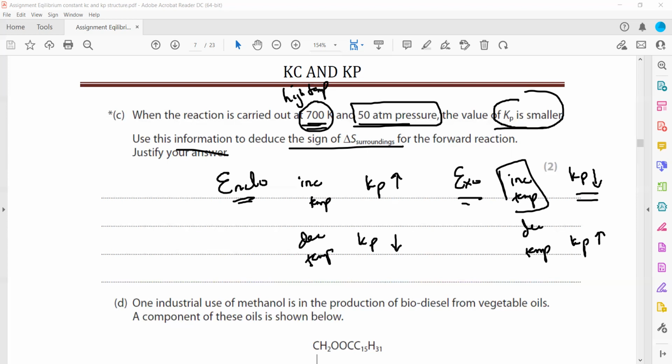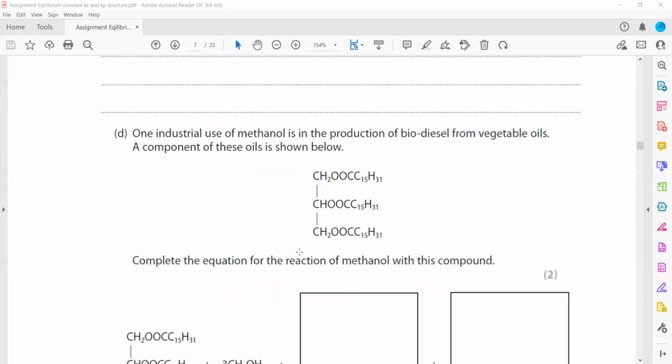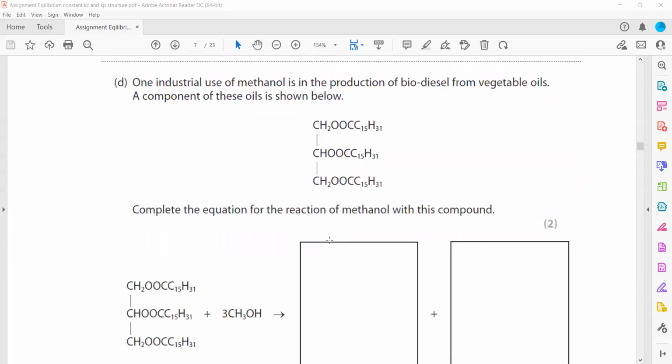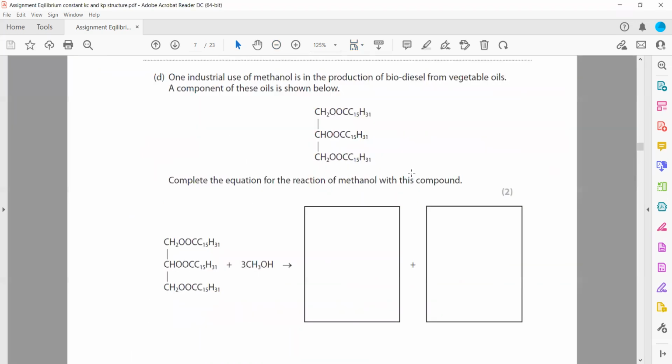One industrial use of methanol is the production of biodiesel from vegetable oil. Complete the equation. This is transesterification, which we'll do in the organic chemistry part. It will form an ester.